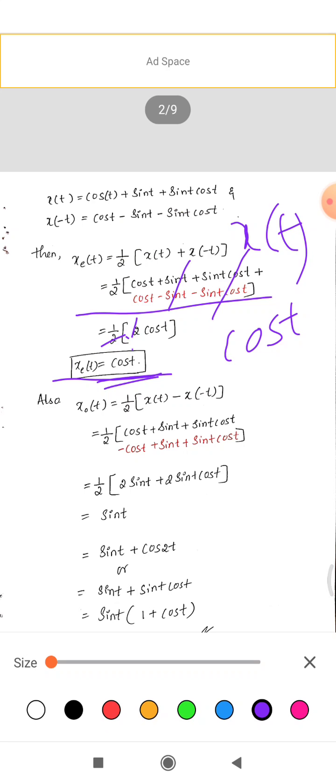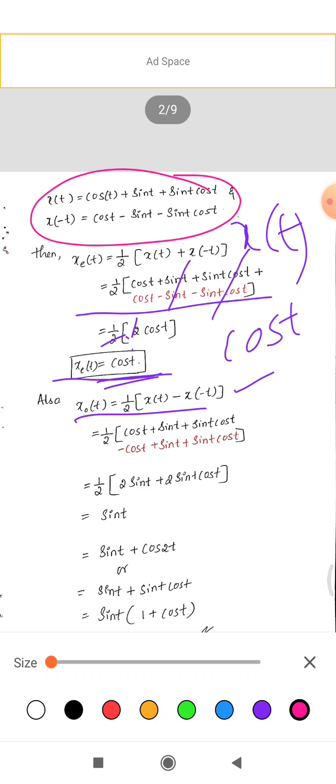And next, similarly, we will calculate x naught of t, that is the odd part or odd component of the signal. That formula we have is half of x of t minus x of minus t. As we know, we have these two, that is x of t and x of minus t.